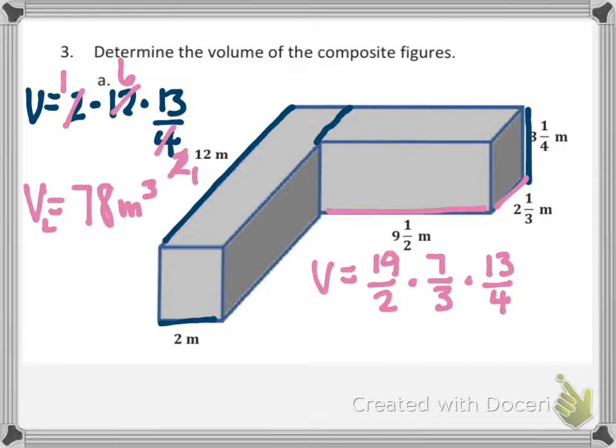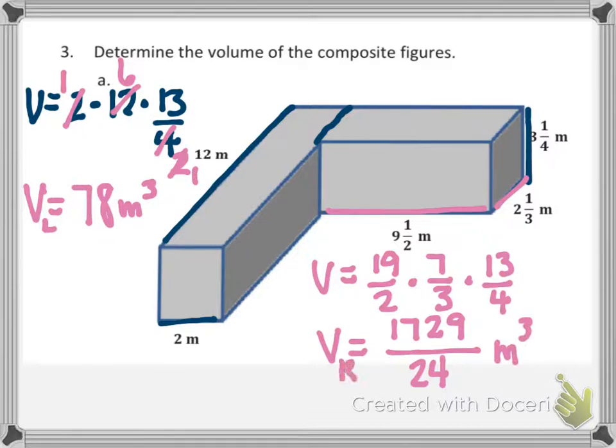Looks like no. So this is going to be some big numerators. At least the numerator is going to be big. 19 times 7 times 13. That's 1,729. And the denominator is 2 times 3 is 6, times 4 is 24. So 1,729 24ths meters cubed is the volume of the right side.